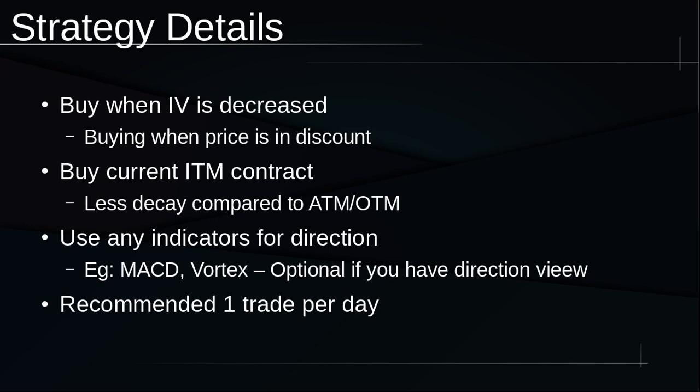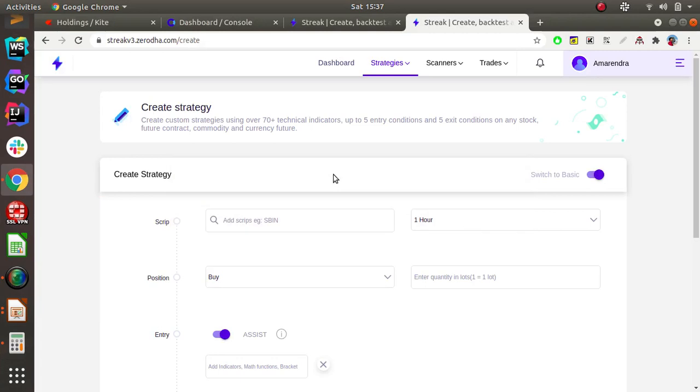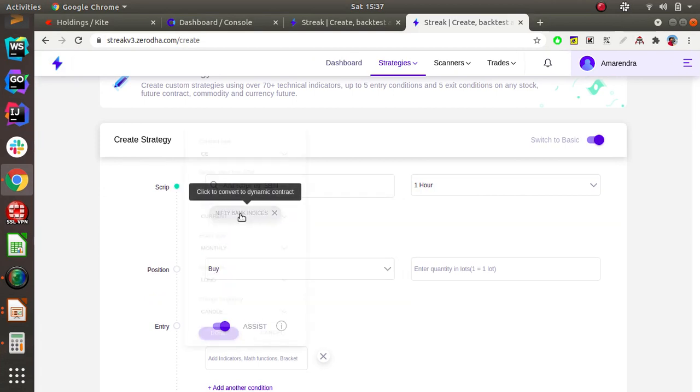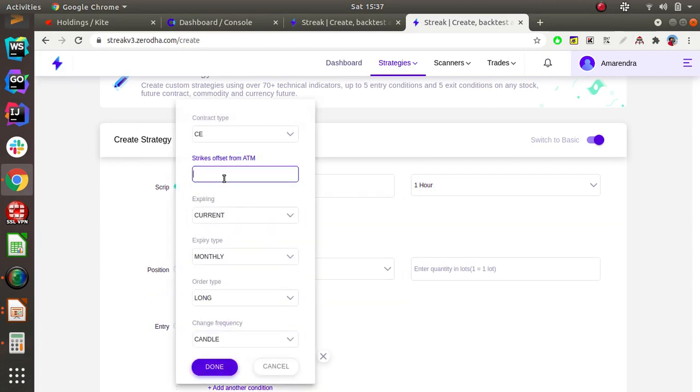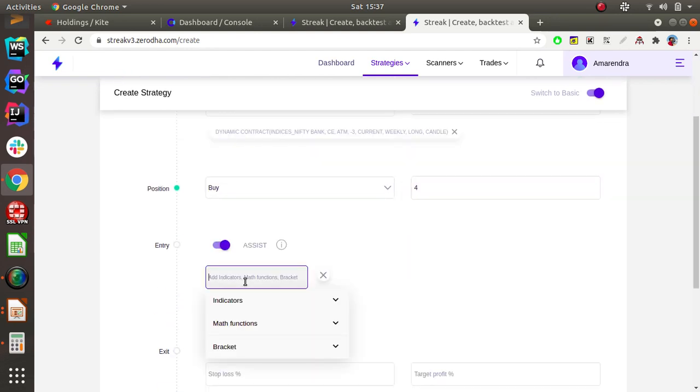So let us jump directly into Streak. There is nothing to show in the graph for this strategy, so let us jump into Streak and create the algo. We are going to select the Bank Nifty index. Here I am going to showcase for CE; you need to write a similar one for PE. Let us try for the current weekly, and then we'll also see how it works for monthly. 5 minutes, and I'm giving 4 lots.